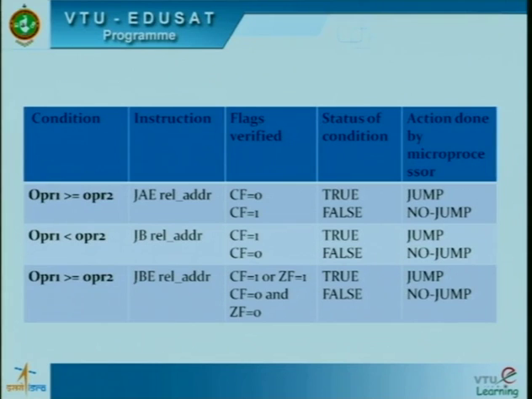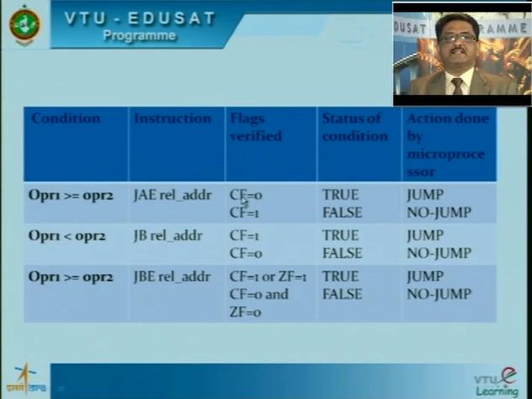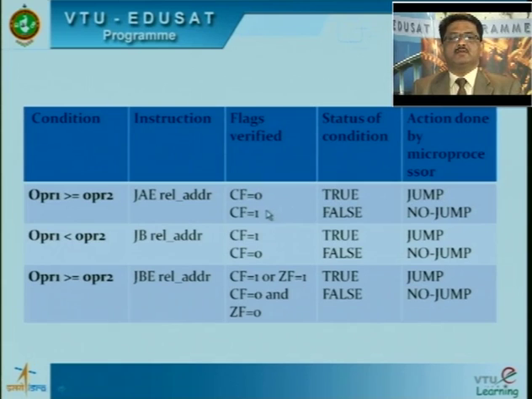Next, if operand 1 is greater than or equal to operand 2, jump if above or equal to relative address is the instruction that we use here. This will be true when CF is equal to 0. So when CF is equal to 0, the condition is true, jump happens. When CF is equal to 1, the condition is false and no jump. Operand 1 less than operand 2, jump if below relative address. So if CF is equal to 1, the condition is true, jump happens. If CF is equal to 0, the condition is false, no jump happens.